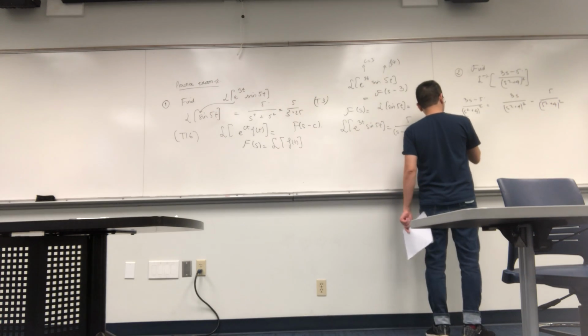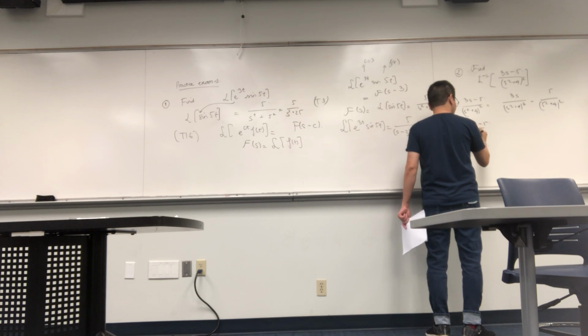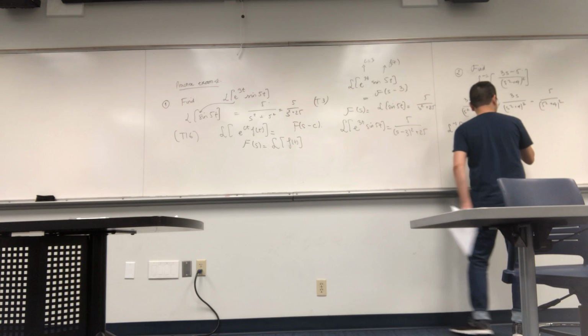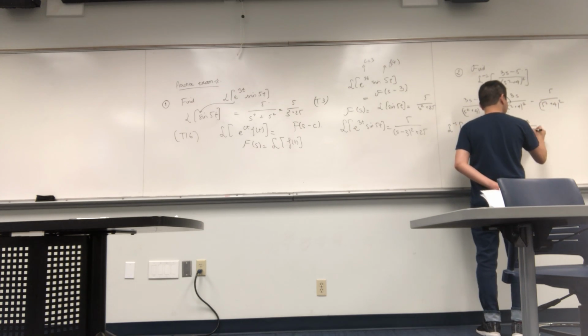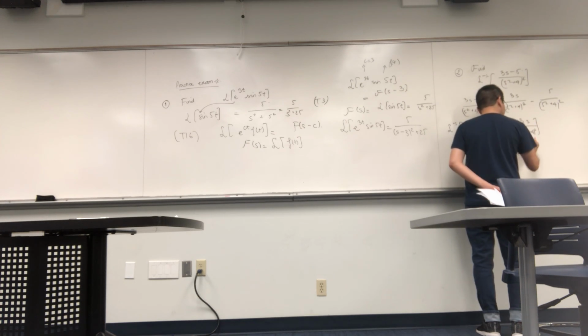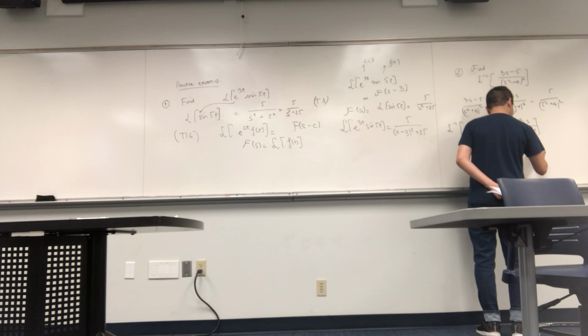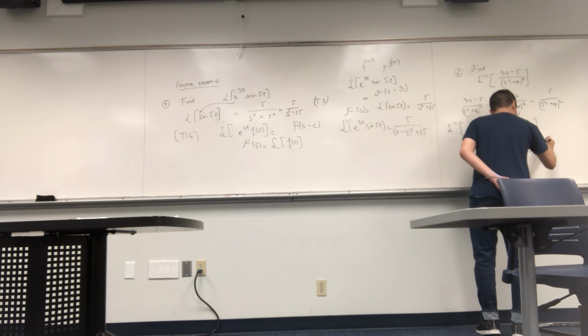Which means that the inverse Laplace transform of 3s minus 5 over s squared plus 4 squared is going to be the inverse Laplace transform of 3s over s squared plus 4 squared minus the inverse Laplace transform of 5 over s squared plus 4 squared.